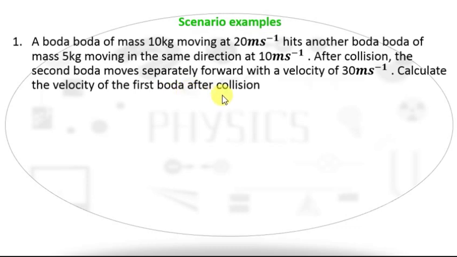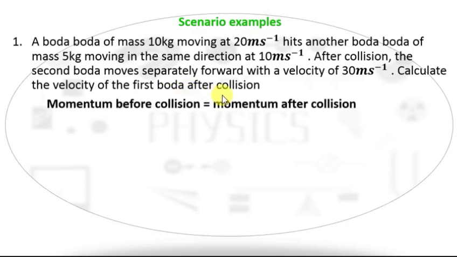So, from our principle of conservation, we know momentum before will be equal to momentum after. And that gives us our equation. Momentum of boda 1 before they collide plus momentum of boda 2 before they collide should be equal to momentum of boda 1 after they collide plus momentum of boda 2 after they collide. So we know the mass of boda 1 is 10, the mass of boda 2 is 5. The speed of boda 1 was 20 before they collided, the speed of boda 2 was 10 before they collided.